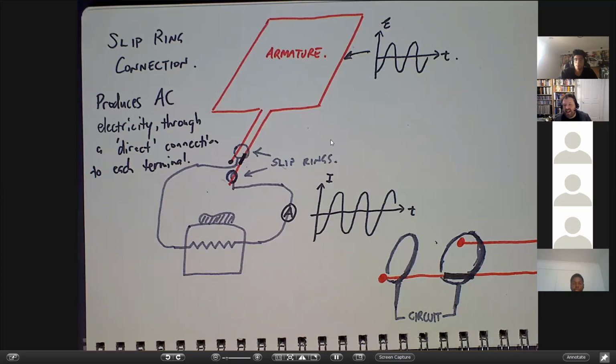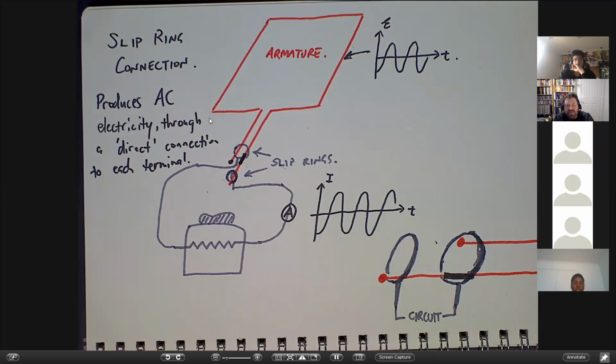And Nikola Tesla was a fan of AC electricity, and sorry if I mangle the directions on this, a bit like a split ring and a slip ring. It's one of those things that's hard to remember. And Edison was a proponent of DC.